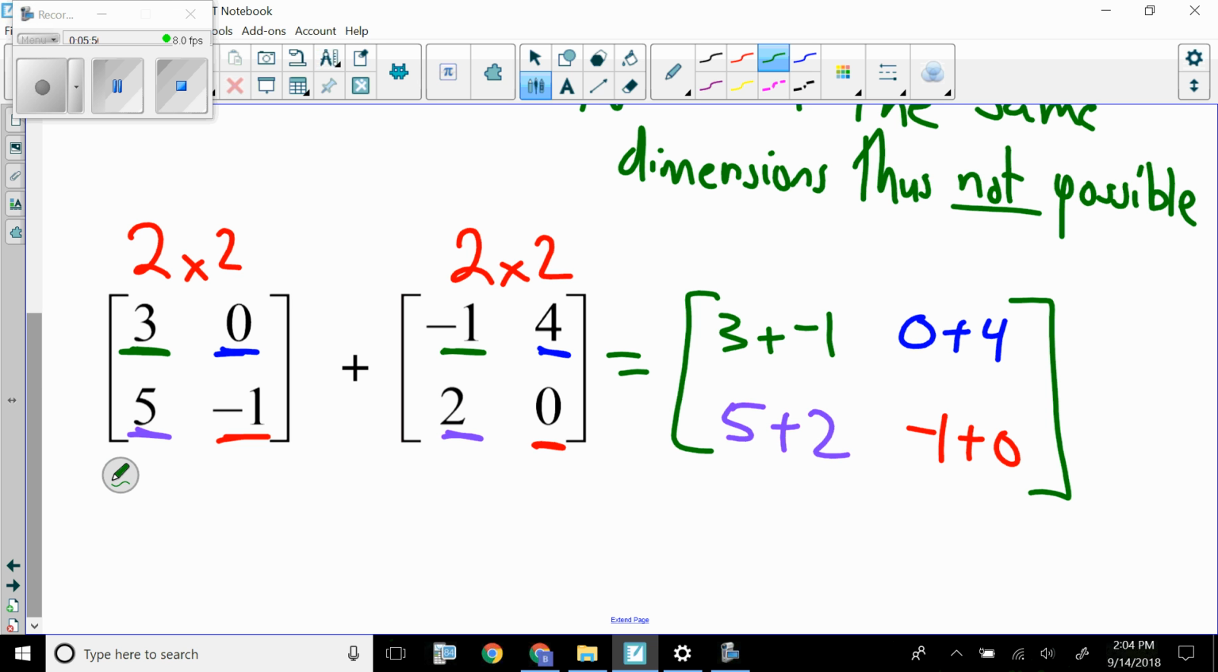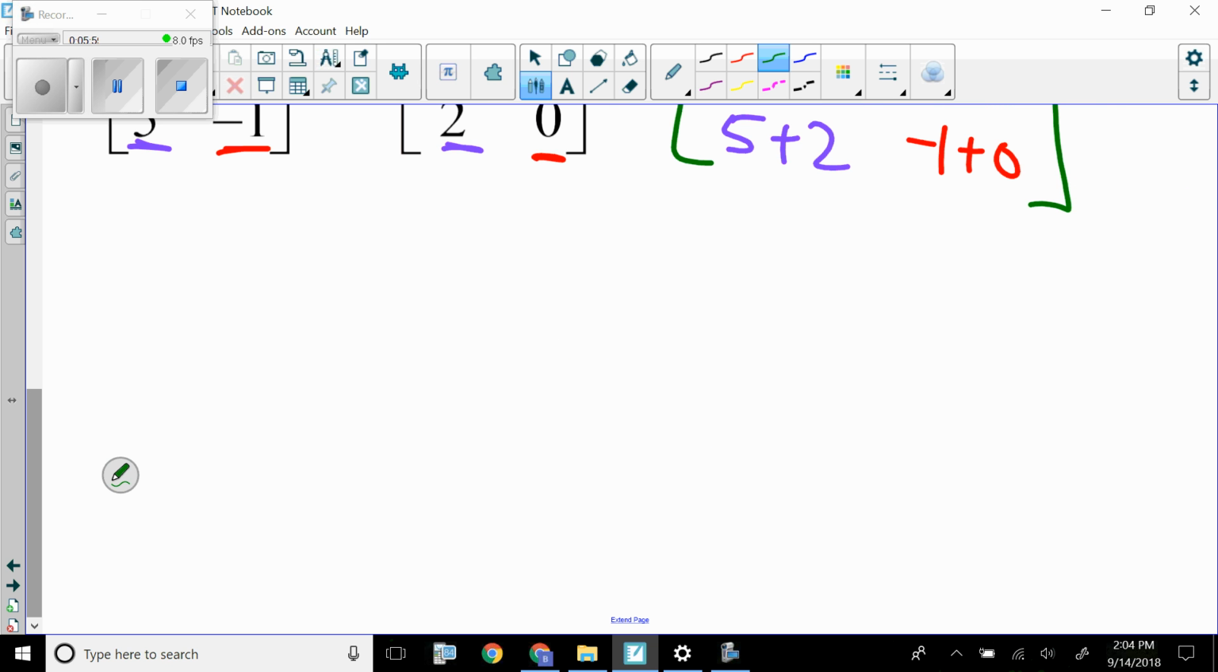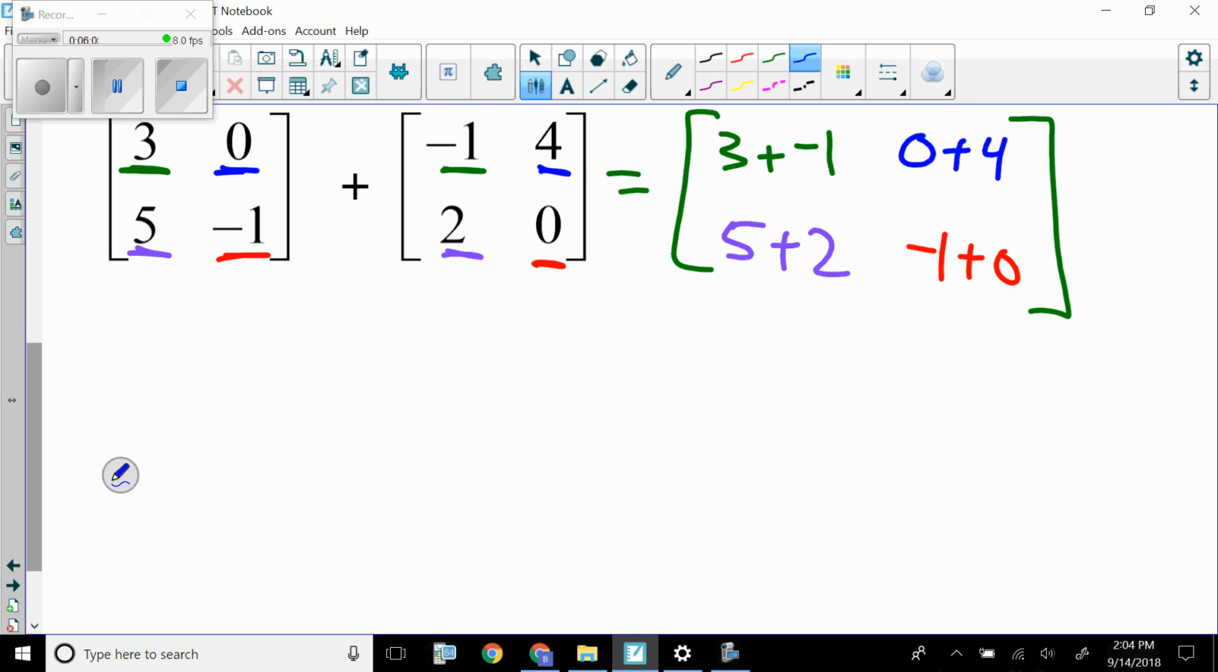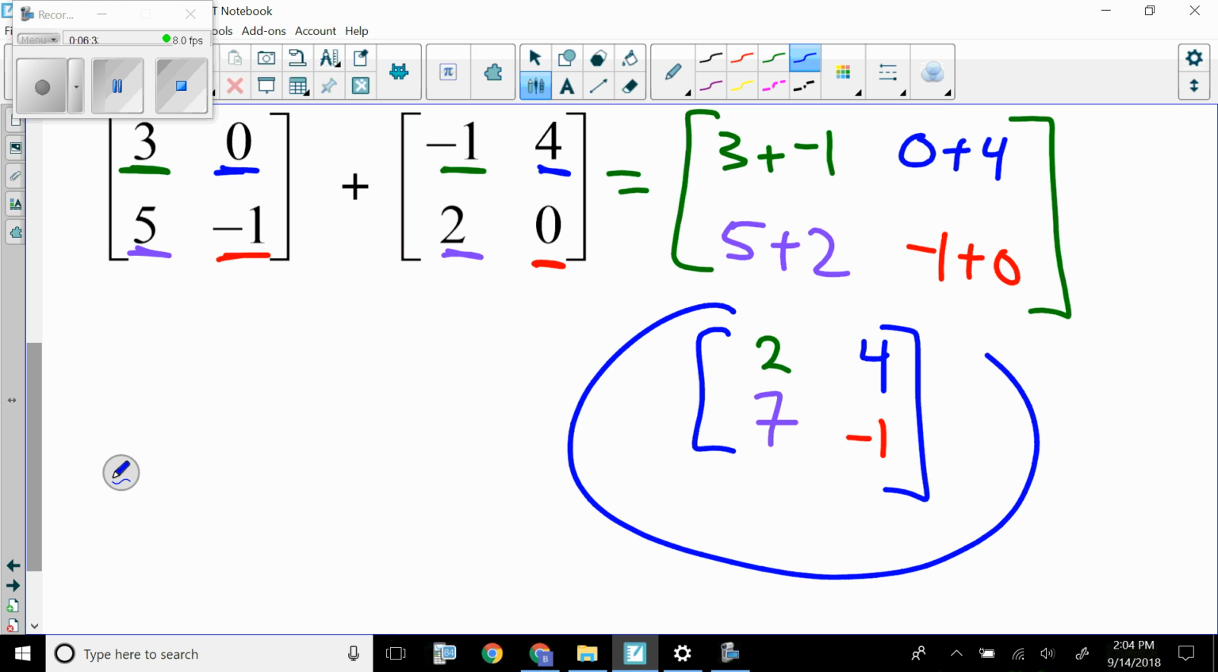Of course, I realize that most of you can do that in your head, and that is completely fine to do. Now I think I'll finish it up. 3 plus -1 would be 2. 0 plus 4 would be 4. 5 plus 2 is 7. And -1 plus 0 is -1. And that would be my solution, which is also a 2 by 2.